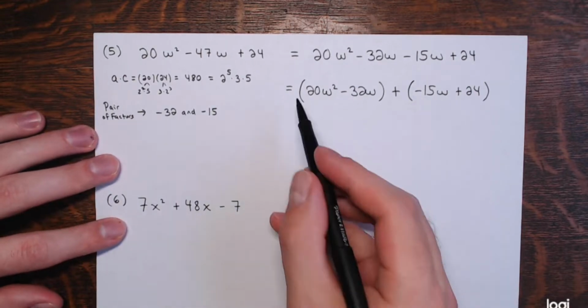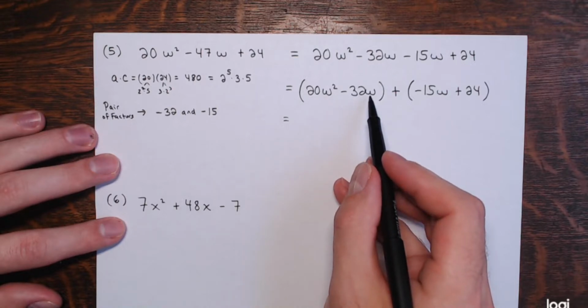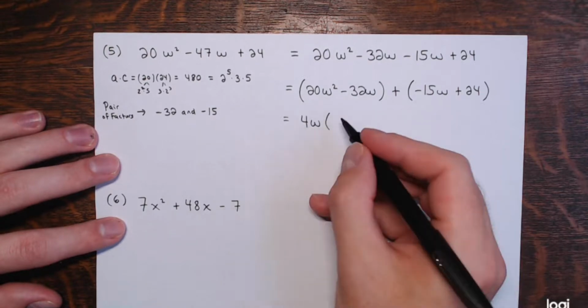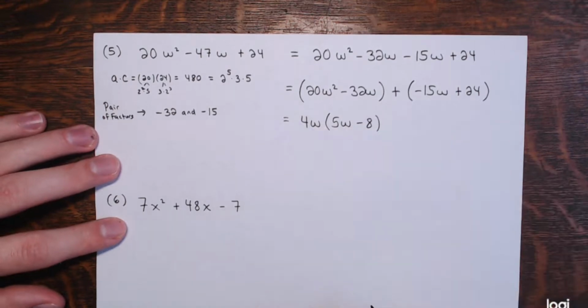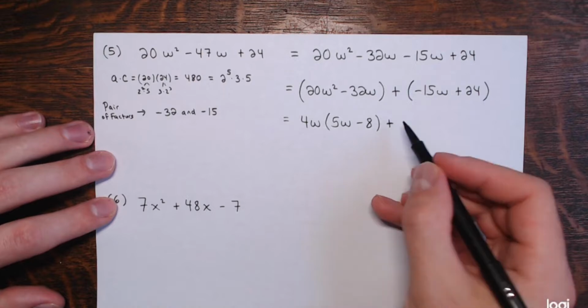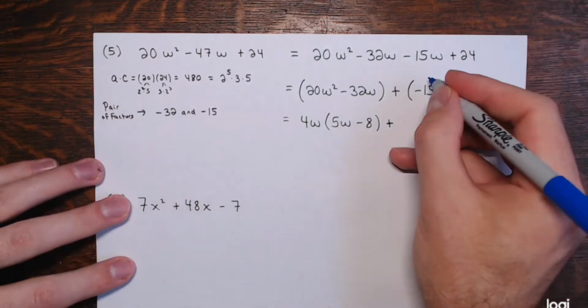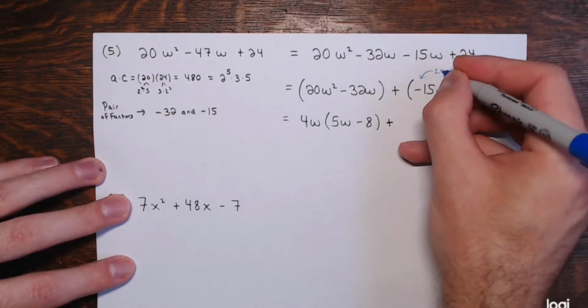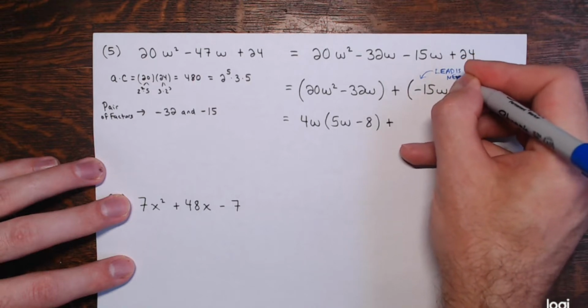Right? So the first group, the greatest common factor would be 4w. Right, so I pull out 4w, and then you'd have 5w minus 8 left over. Plus, and then, as I said, this next group, the lead coefficient is negative.